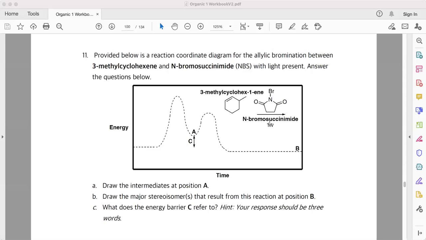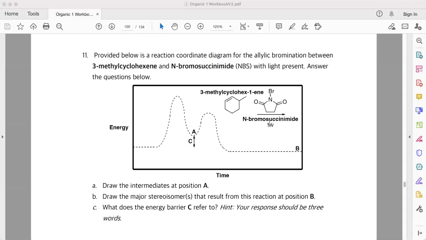B, draw the major stereoisomers that result from the next chemical step. Well, that's easy. That would just be bromine coming in where the radical was. So if this is my better structure, then you can tell that bromine goes there. Remember, it's sp2, so you can have a wedge at the front or the back face. So those are the two main stereoisomers for part B.